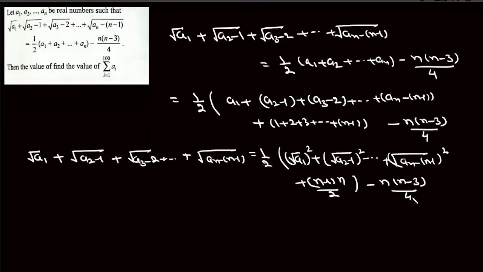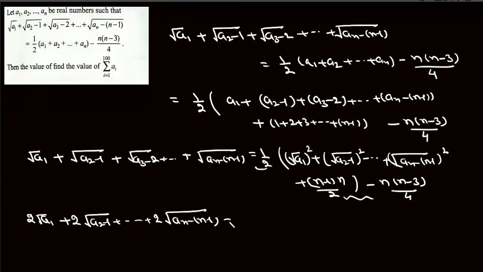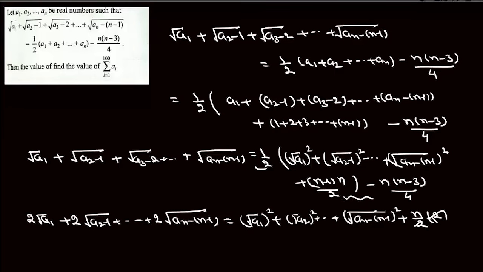Now we'll multiply this 2 on the left hand side and we'll simplify this. So it will be this 2 times under root a1 plus 2 times under root a2 minus 1 plus 2 times under root an minus n minus 1, and here we'll have under root a1 square, under root a2 square, under root an minus n minus 1 square, and here it will be n by 2 and then n minus 1 minus n plus 3. So it will be this 2. So this is simply n.